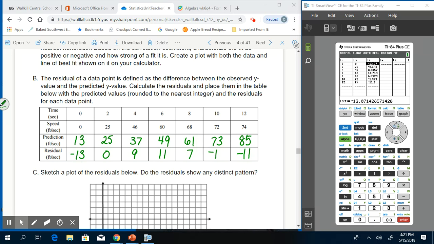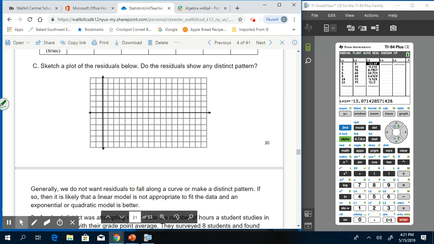So now it says to sketch a plot of the residuals shown below. Do the residuals show any distinct pattern? So I'm just going to leave those there on my calculator and graph what I see. So this is now our x-axis, and this is our residuals.